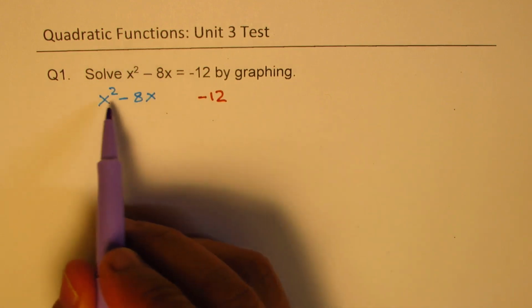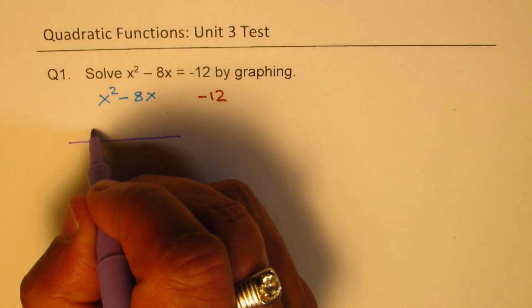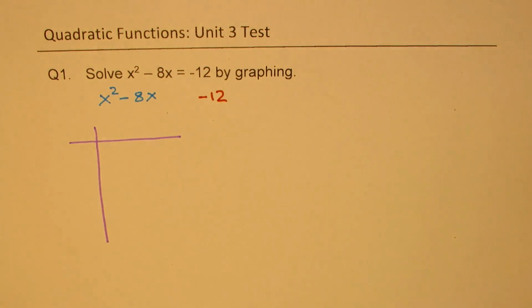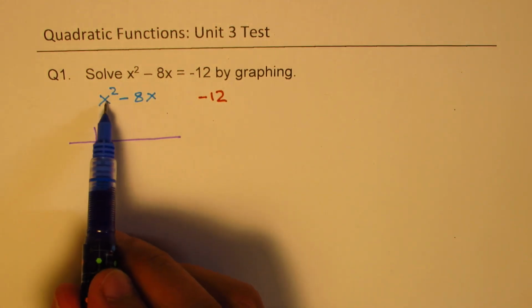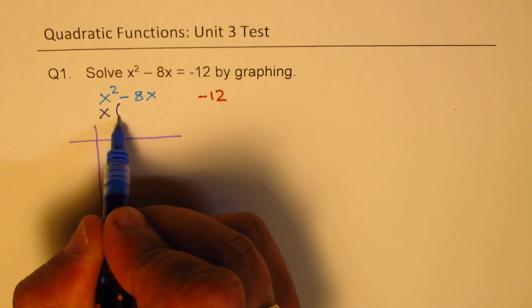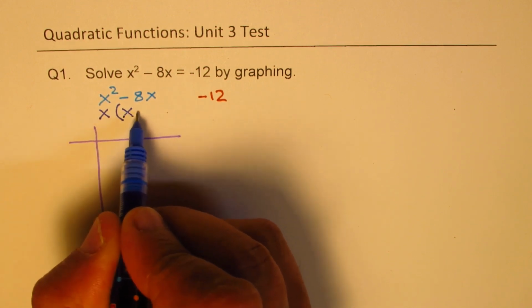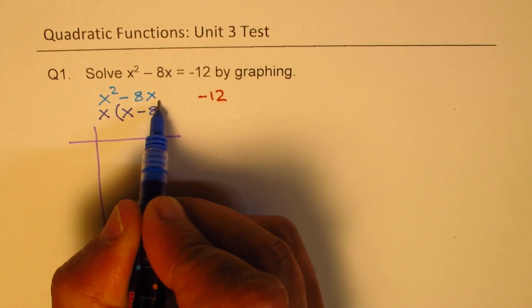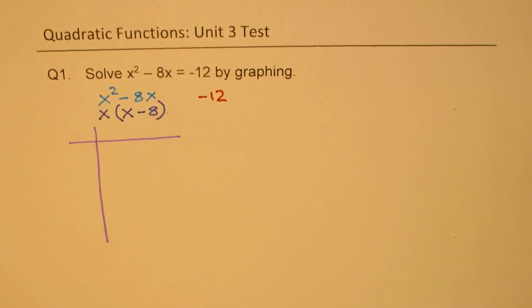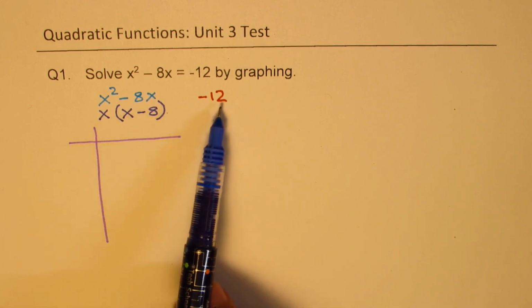So to graph this function, let's see it this way. We could also think about writing this in the factored form. You could think about taking factor of x, and then you can say this is x minus 8. Is that clear to you, right? So that gives you an idea of the solution also.